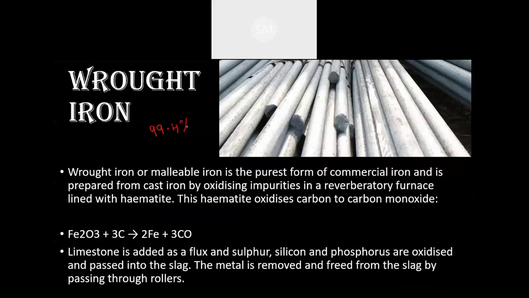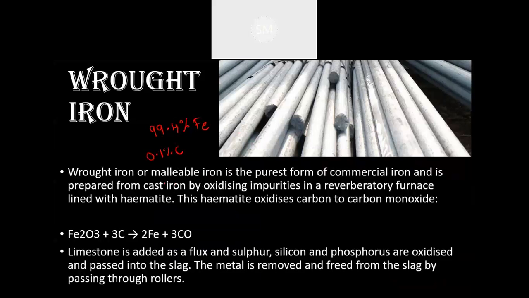Around 99.4% of iron content is there in this, and you will find very little carbon, maybe around 0.1%, and the rest will be the slag part. So you can see here the 99% is iron itself, and the remaining are the other impurities. So wrought iron is the purest form.